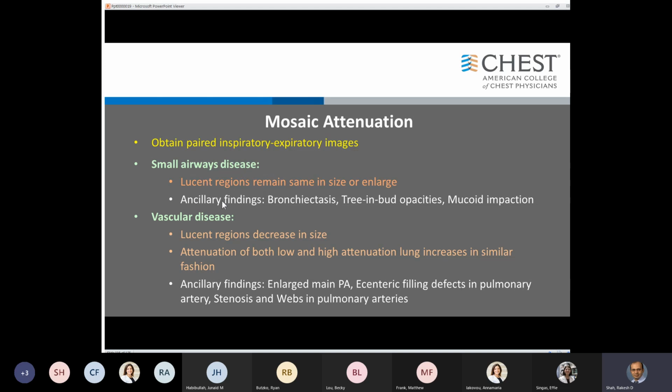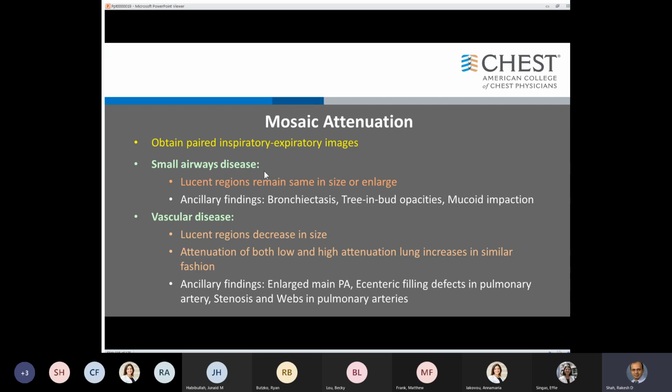I also tend to look for other ancillary findings. If anyone has airway disease, look for other findings like bronchiectasis, tree-in-bud, mucoid impaction, and history, which is probably even more important, because there are very few conditions that will give you this, such as someone who has had transplantation, or was involved in some sort of inhalational condition, and so forth.